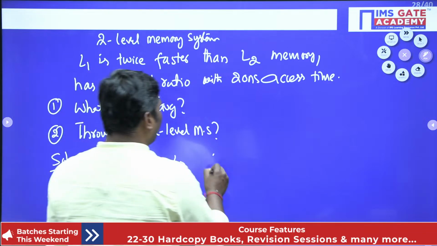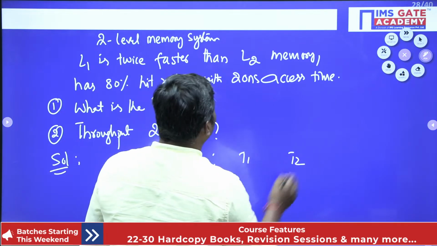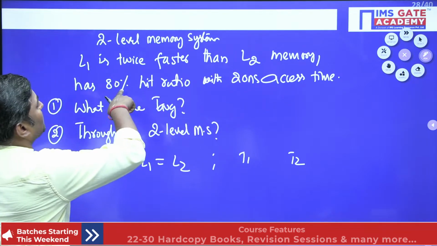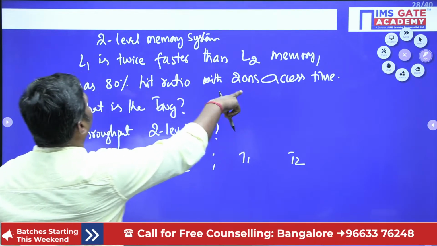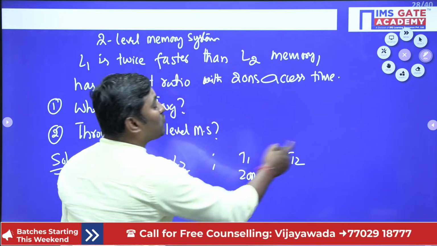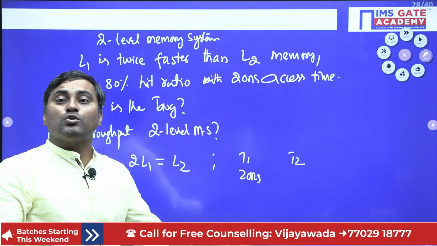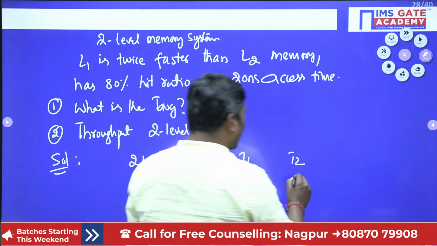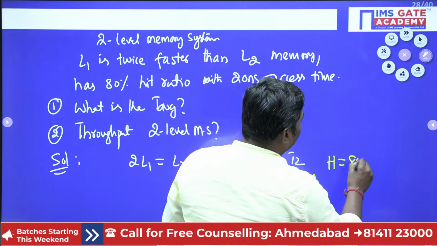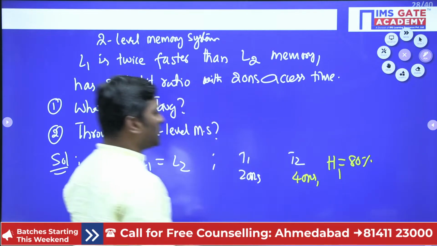So now T1, T2 is access time. L1 is twice faster than L2 memory, with 80% hit ratio and 20 nanoseconds. L1 access time is what? 20 nanoseconds. It is 2 times faster than L2, so T2 is slower, so T2 is going to be 40 nanoseconds. Yes or no? Hit ratio how much? 80%. H1 is hit ratio 80%.